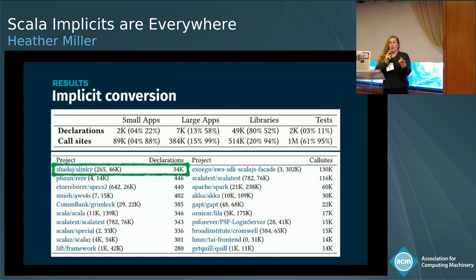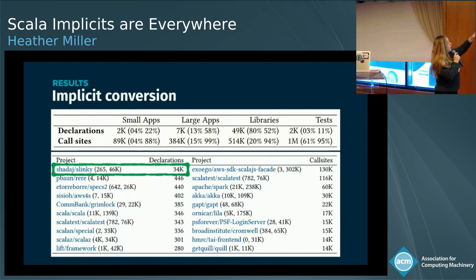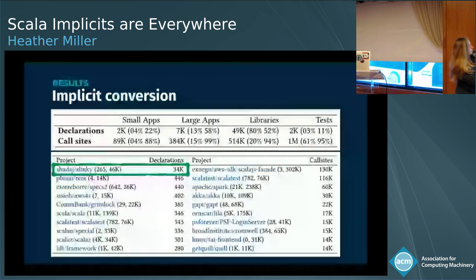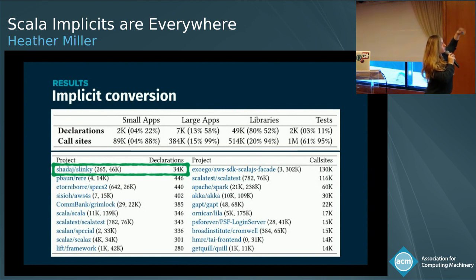And here's a fun point on implicit conversion. That was the one that I illustrated earlier, where you might want to convert to another data type. It's like an implicit function. If you look at the numbers here, this is the number of implicit conversions across all of these same categories. Slinky, this project here, has 34,000, whereas the rest have 446. You might ask, well, how in the heck is that possible? It turns out that these are all generated. This is a React library or something for Java, Scala JS, and these are all synthetically generated, which is incredible, if you ask me.